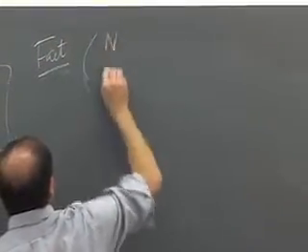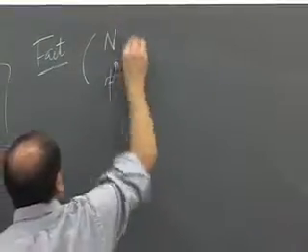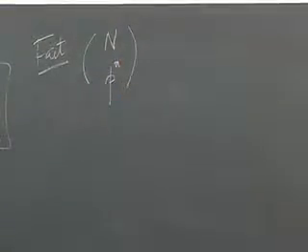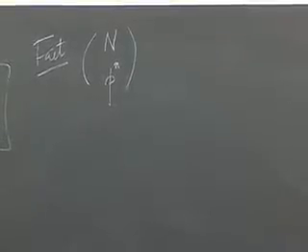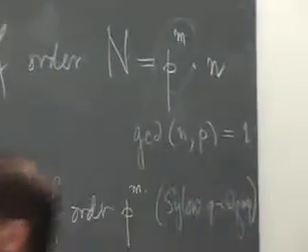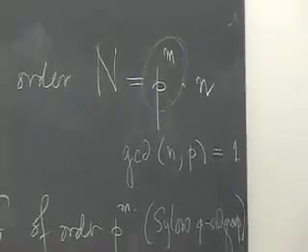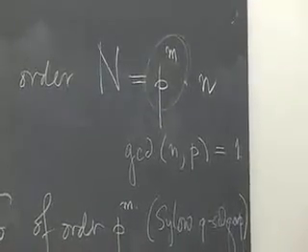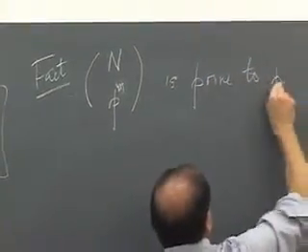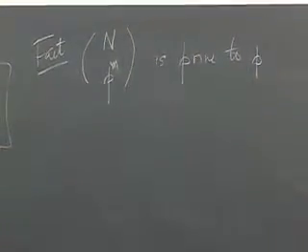If you take the order of G, which is n, and you take the binomial coefficient n choose p to the m, where n is this number, p to the m, I keep using my notation wrong, then p to the m is prime to p. That's the fact we're going to use from outside of group theory.